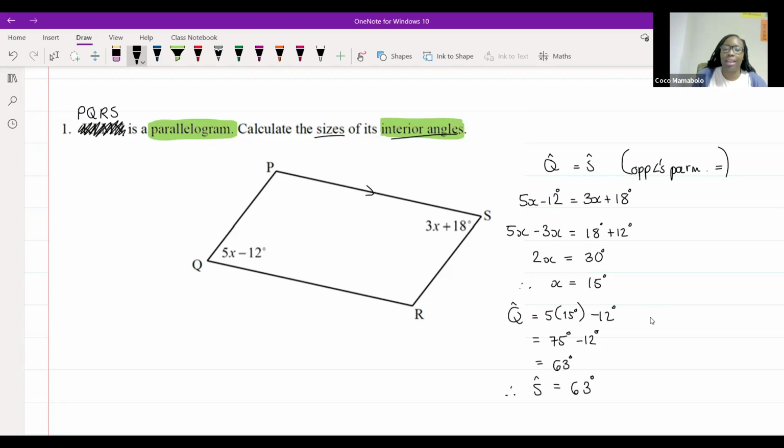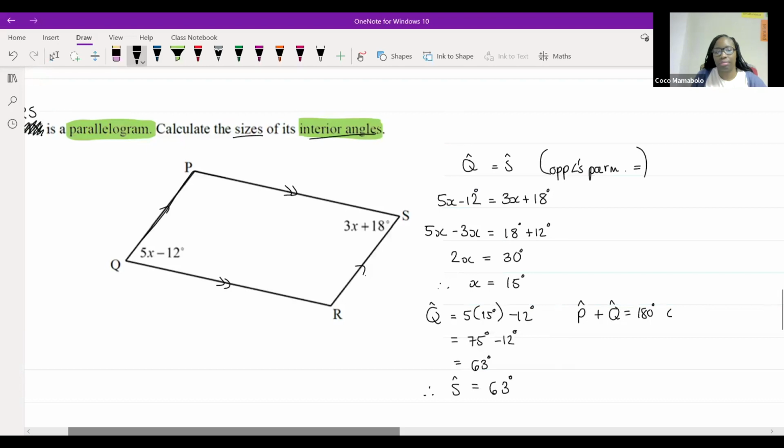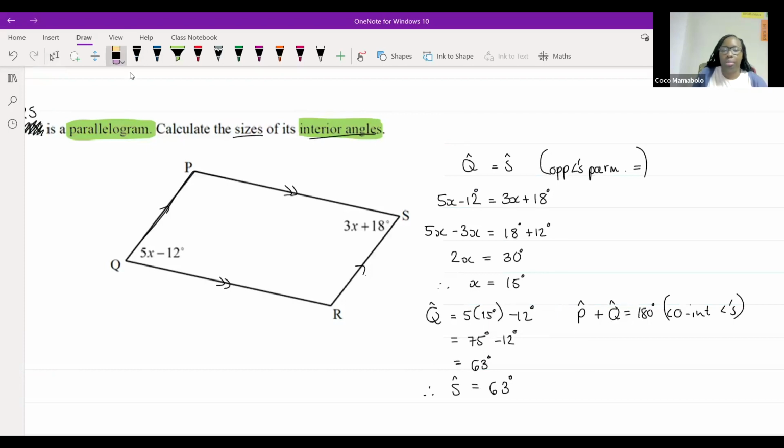I'm going to use my parallel lines because they've already told me that PQRS is a parallelogram. I can already assume that the sides are parallel, right? So I can then use the U in fun. So I can say that angle P plus angle Q is equal to 180 degrees, and that's because of co-interior angles. Co-int angles, that's my reason. Then I can say, let's just say angle P equals 180 degrees.